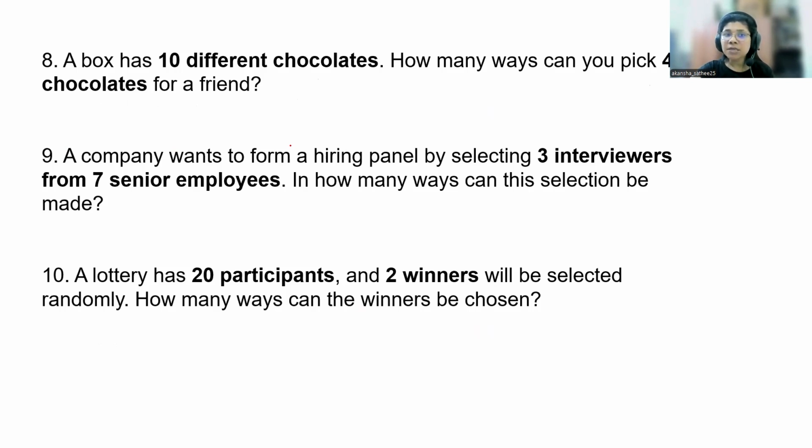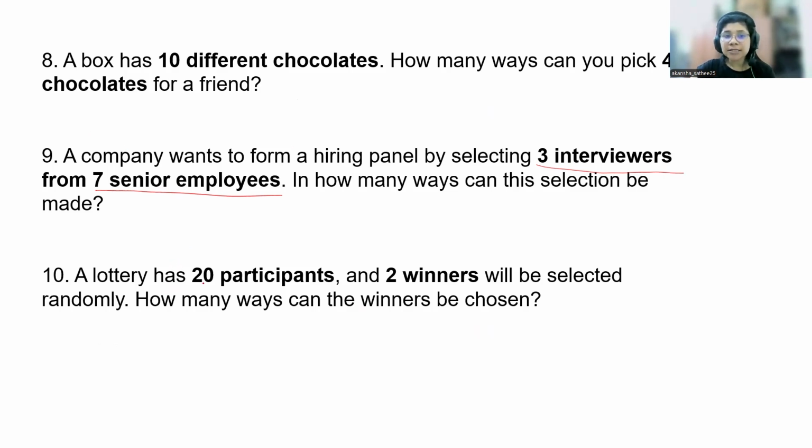Next question. A company wants to form a hiring panel by selecting 3 interviewers from 7 senior employees. In how many ways can this selection be made? So you have 7 senior employees, right? And out of these 7 senior employees, you need to select 3 interviewers. So you know how to do it.